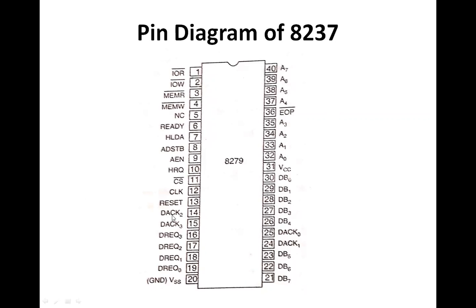And this DACK is an acknowledge signal which is sent to the device that has made the request. DRQ is the request signal which is received from the input output devices. A0 to A7 are the address lines. DB0 to DB7 are the data lines. VCC is for plus 5 volt, and GND is for ground.